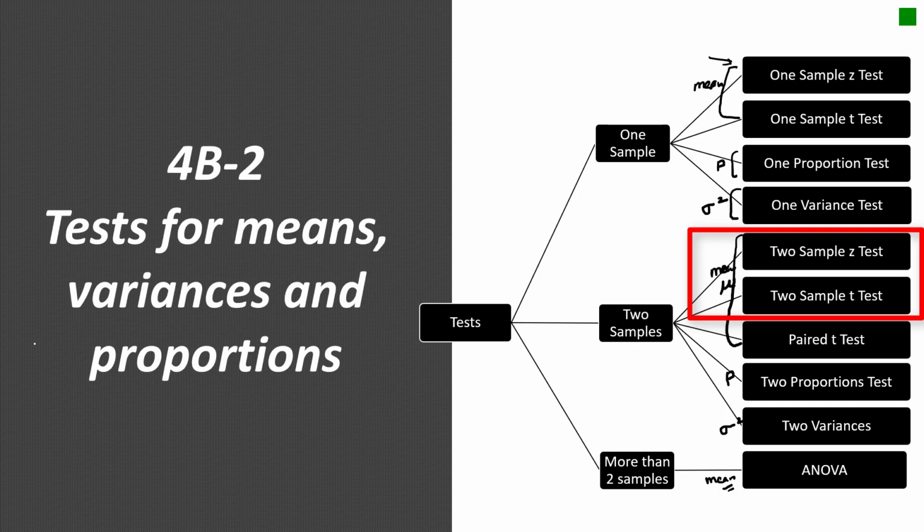What we are doing is, we have two machines and we want to check whether the mean of these two machines is same or different. That's where we will be doing two samples, Z test or T test.